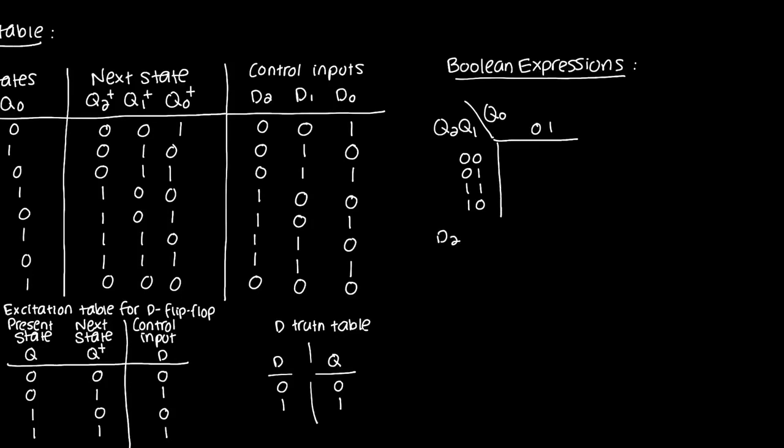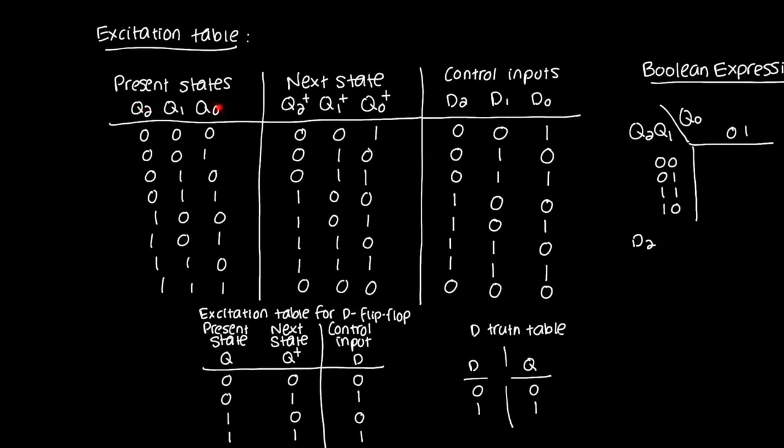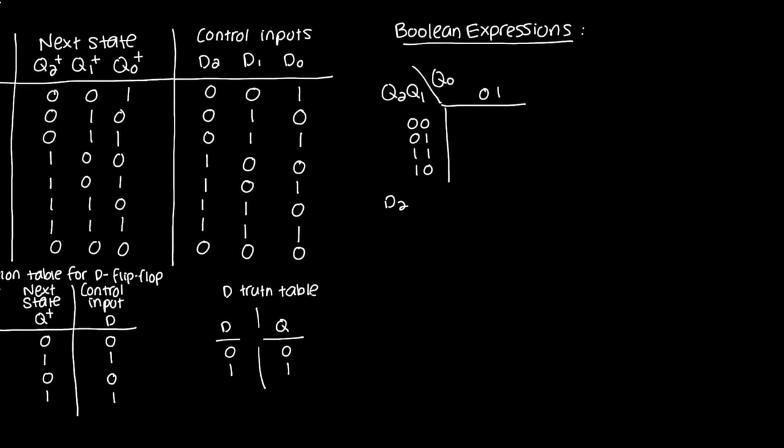So what I'm doing here is I'm taking this column and I'm trying to derive an expression for D2 in terms of the present state, Q2, Q1, and Q0, not the next state, the present state. So what do I get? I'm going to read off the column under D2, and I get 0, 0, 0, 1, 1, 1, 1, 0. And I can group some terms.